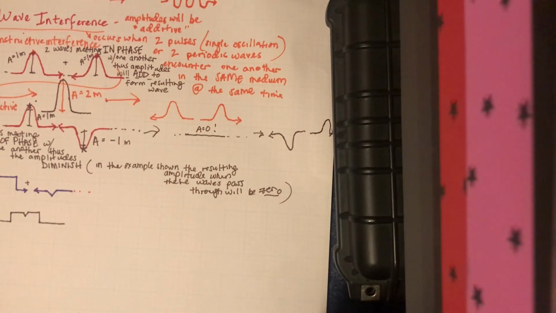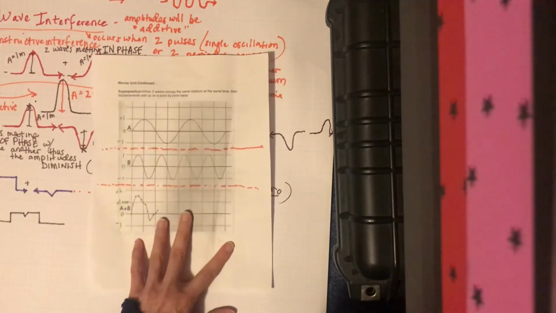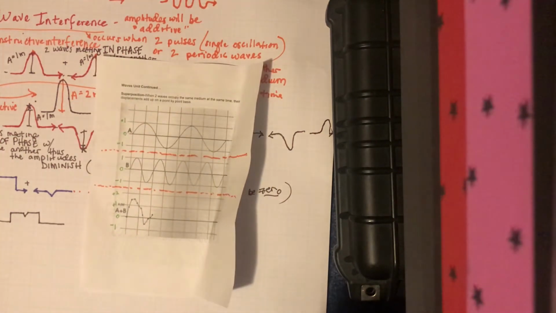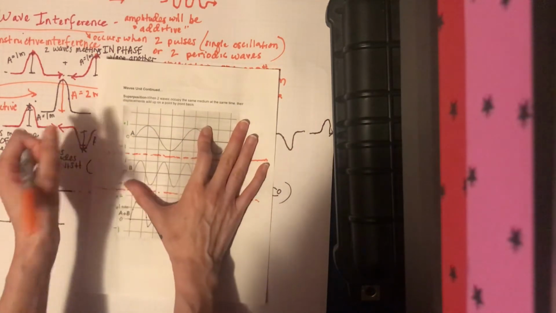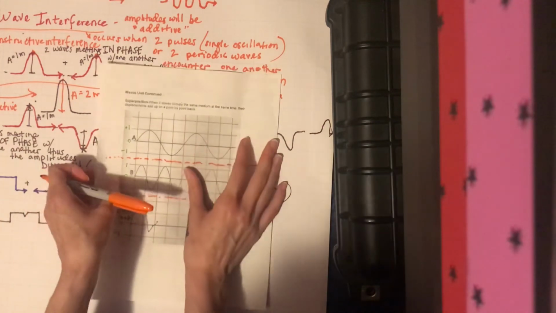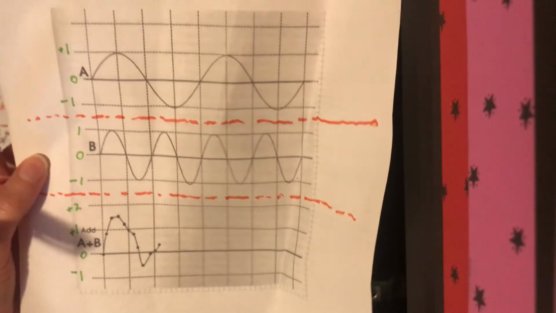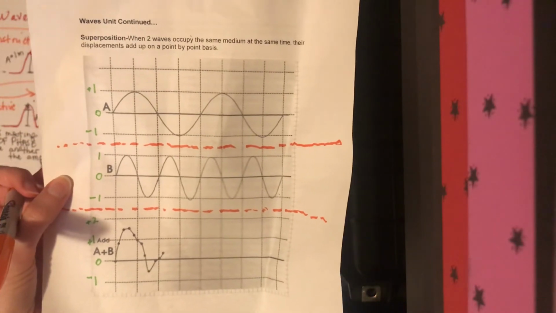Okay, so this is just some basic wave interference, and now I want to talk to you a little bit about superposition. So I have this worksheet that hopefully you can see pretty well. Superposition is when two waves occupy the same medium at the same time, their displacements add up on a point-by-point basis. So that's how we're going to define it, and I'm going to bring this here so you can see the worksheet and maybe get a screenshot.